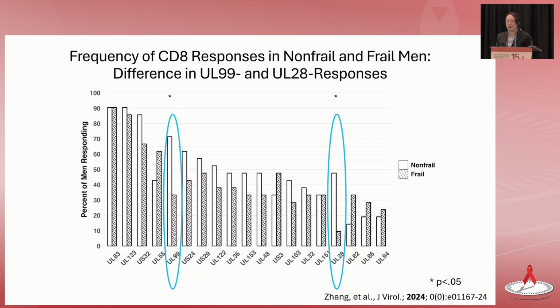As shown in the blue circle, the CD8 T-cell responses to UL99 and to UL28 were significantly higher in non-frail men than in frail men. For UL99, 71% of non-frail men responded, and for frail men, only 33% responded. And for UL28, 48% of non-frail men versus 10% of frail men responded.